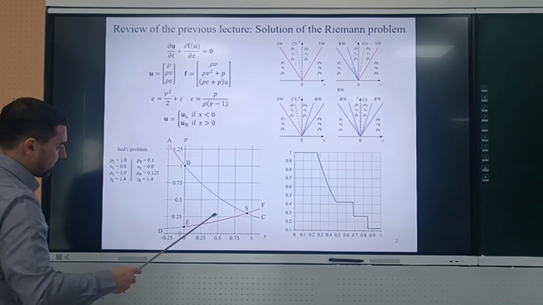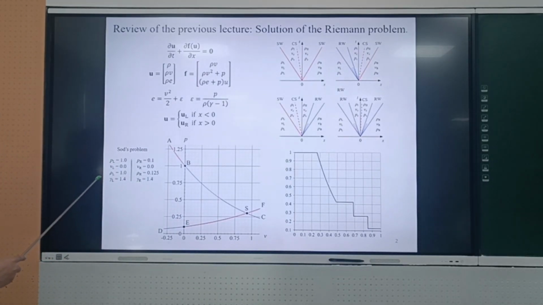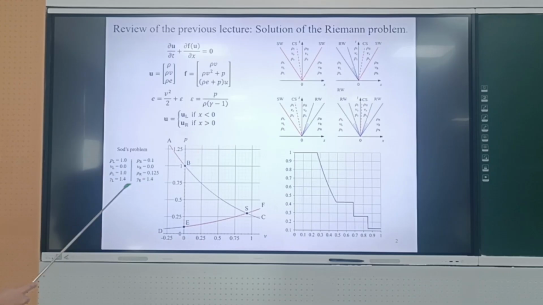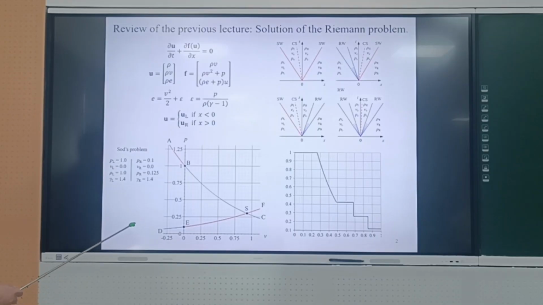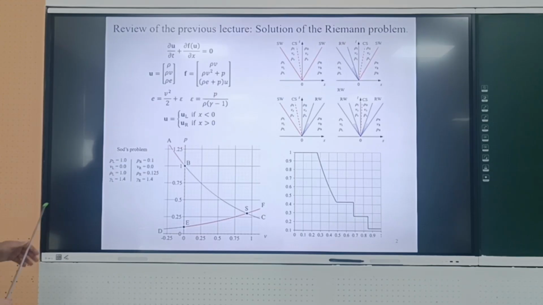We considered the solution of the Riemann problem on the example of the so-called Sod problem, or Sod shock tube problem. Gary Sod is a researcher who proposed these parameters of this Riemann problem, and nowadays they are widely used for verification and validation of the implementation of a numerical method or software. So I'd like to remind you briefly. Here we have this point E, which corresponds to the right state, and point B corresponds to the left state.